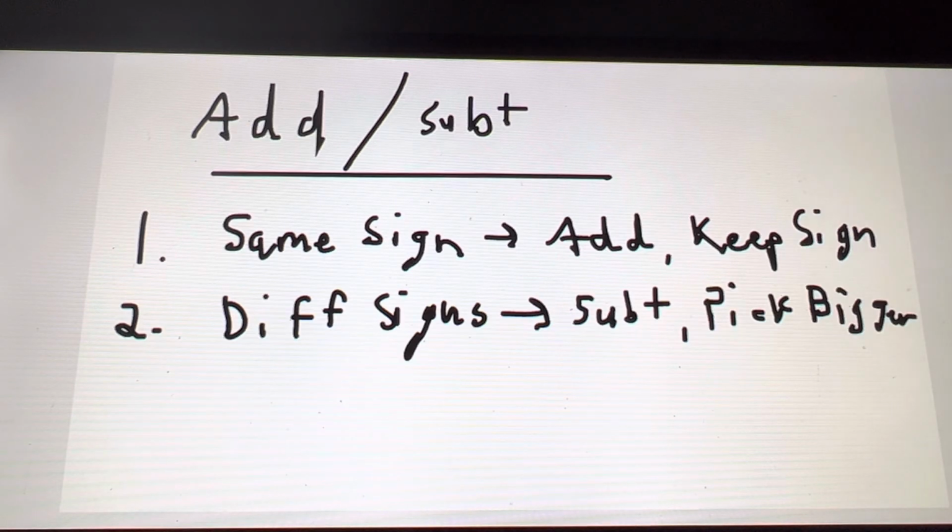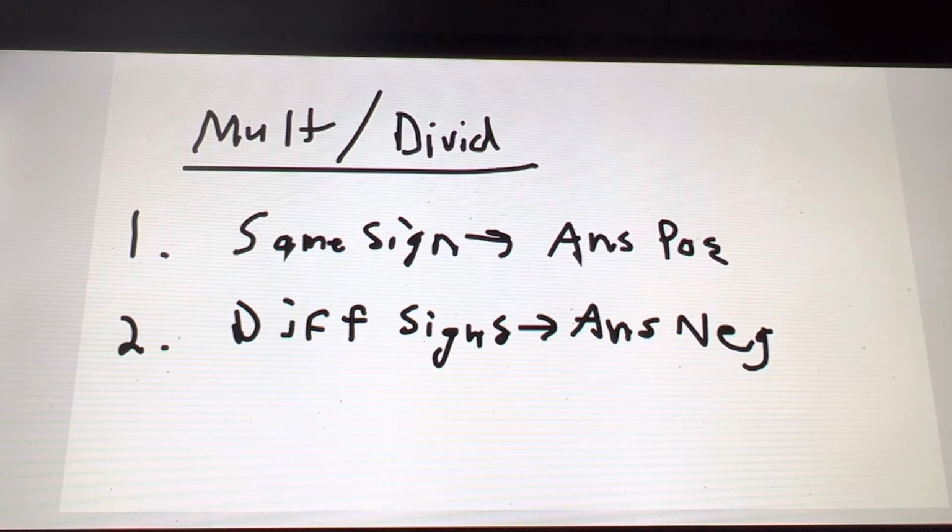So notice in the adding rules, there's 2 parts to each rule. It's what are you doing to the numbers and what's the sign going to be. That doesn't happen in multiplying and dividing. It's just what is the answer, positive or negative. But the cases when they're positive and negative are different.